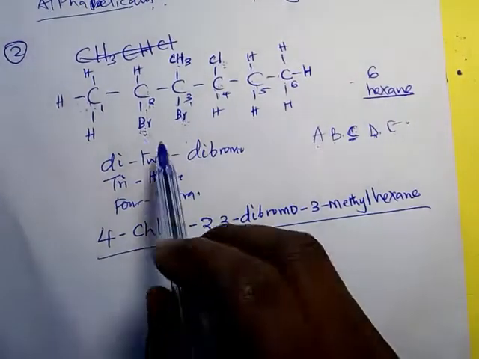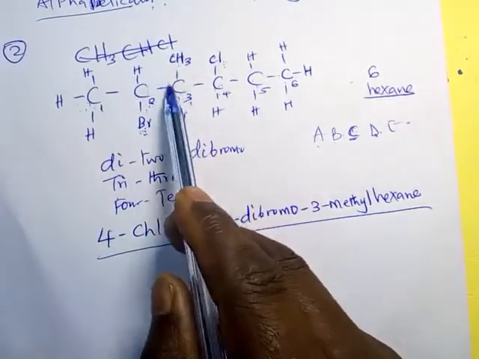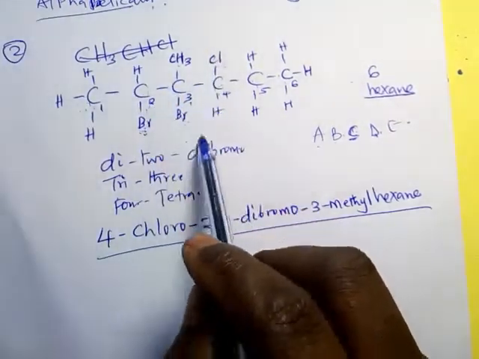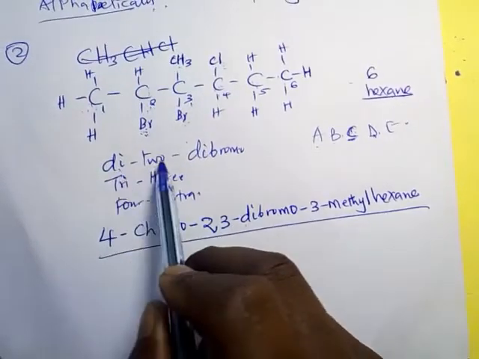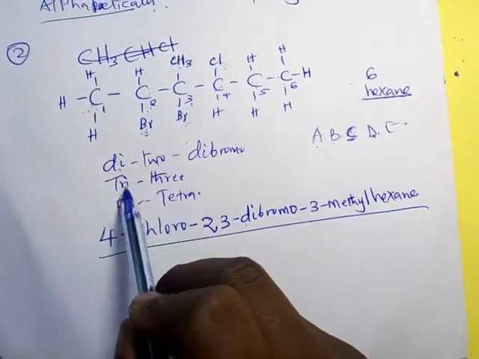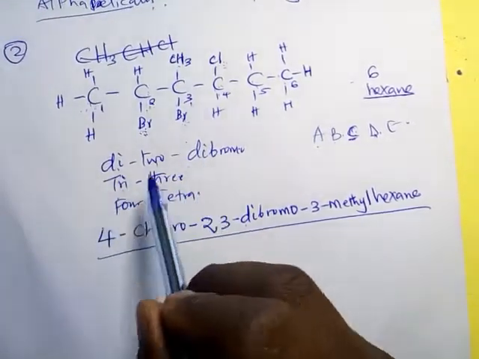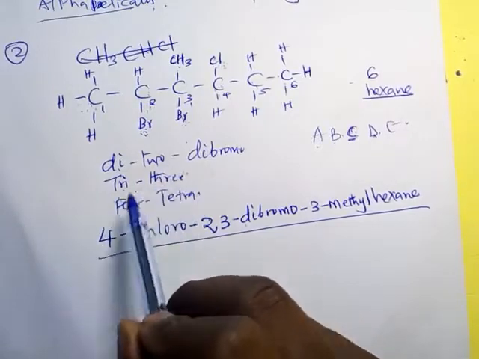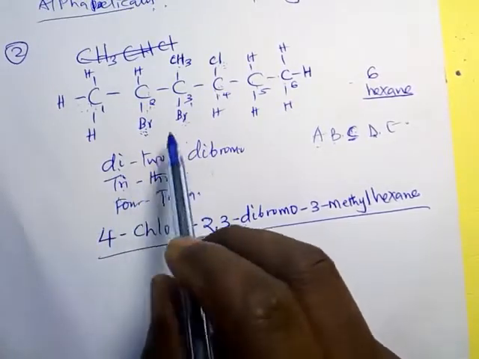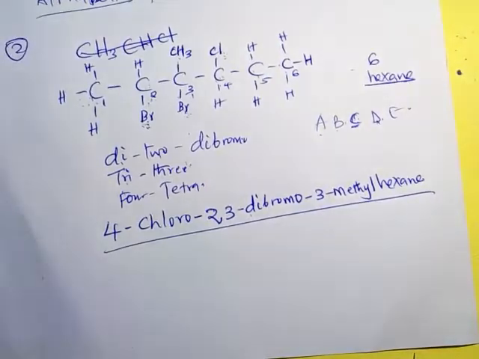So when we have 2 halogens or 2 methyl groups or 2 chlorides in the same compound, we use di to mean 2. So dibromo, dichloro, dimethyl, difluoro, like that. If there are 4, we say tetrachloro, tetrabromo, tetrafluoro, like that. So we use that one.